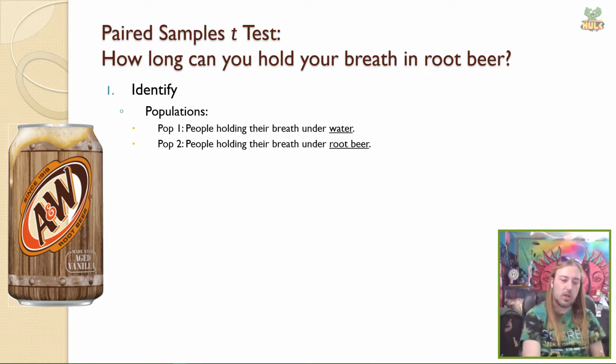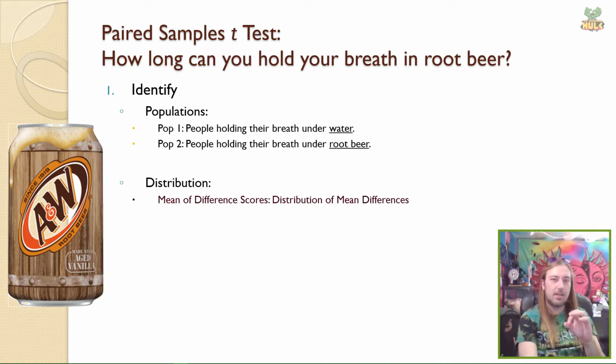Distribution. What is our comparison distribution in this case? Now, we're not working with a sample average, right? An average of raw scores. We're working with an average of differences, right? All those difference scores. So the distribution is not a distribution of means, it's a distribution of mean differences. All the average difference scores, okay?